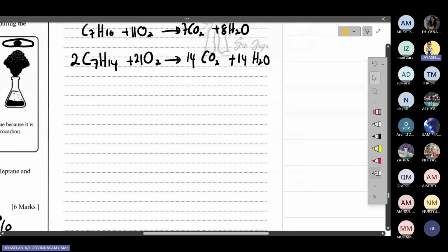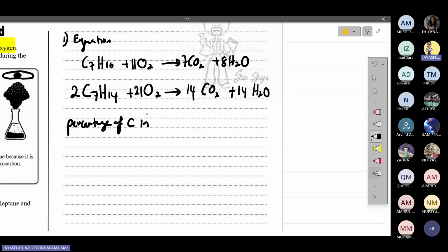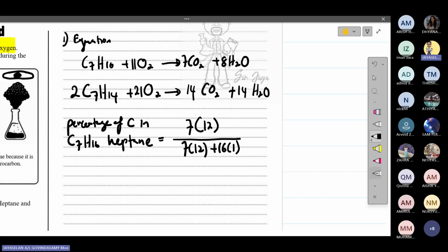Okay, then we do together. So I put like this, percentage of carbon in C7H16, which is called heptane. How to calculate? Look carefully, 7 times the RAM of carbon, how much is it? 12. Divide with the RMM of the whole compound. 7 times 12, over 16 times 1, times with 100 percentage. Very simple. You guys already score 1 mark. Okay, can I write down? Give me the answer.